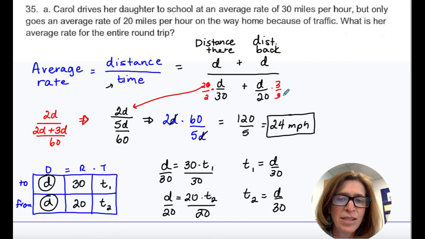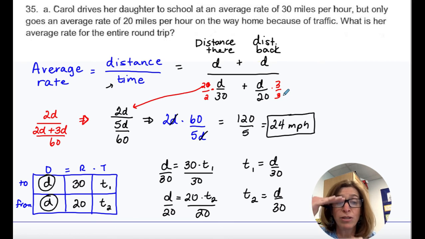And it should kind of make sense to you that it should be somewhere in between 20 and 30, right, as we think about that.